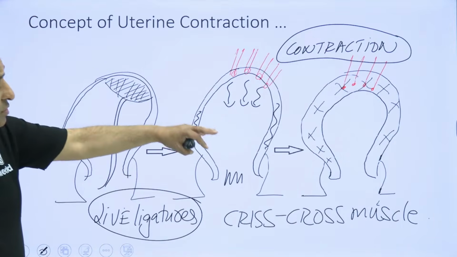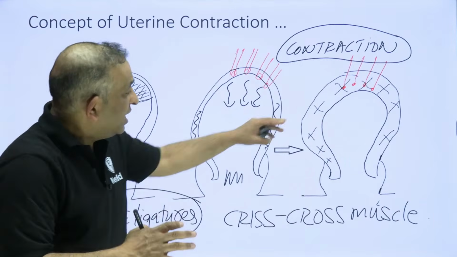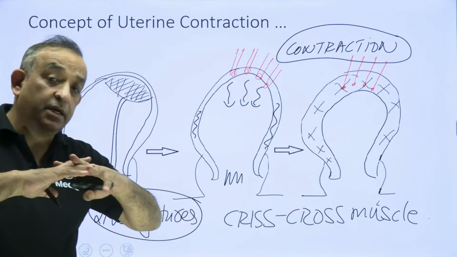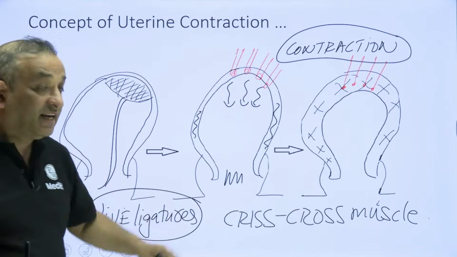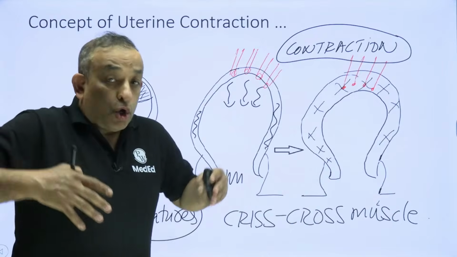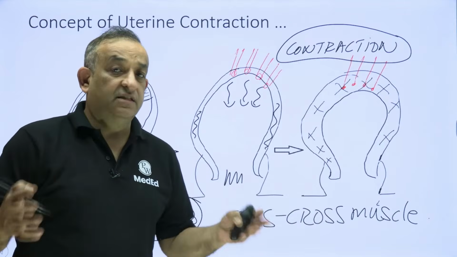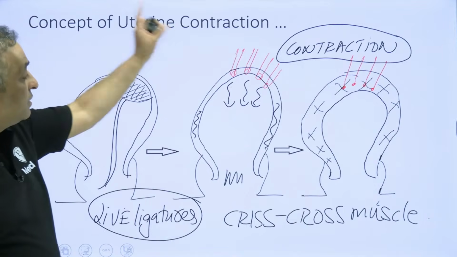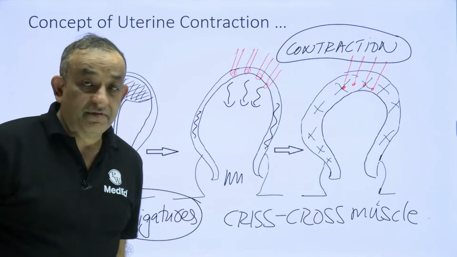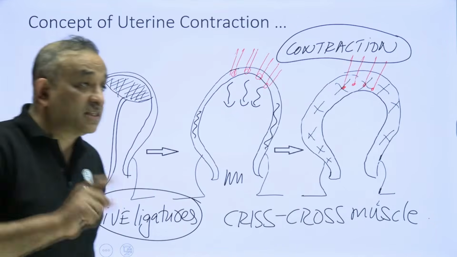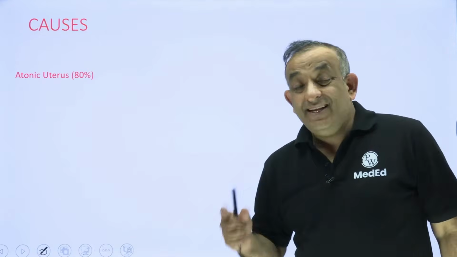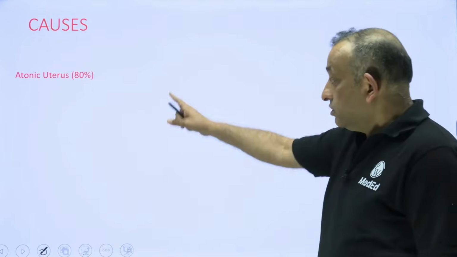When the uterus contracts, these blood vessels will be squeezed by the contracting muscles. They behave like ligatures of these arteries. Contraction, bleeding stops. That's the best management of prevention and treatment of PPH. Normally uterine contraction happens like this, and this will prevent the PPH. Now, if this doesn't happen properly, what can go wrong? Then there can be an atonic uterus, and that is the cause of PPH.